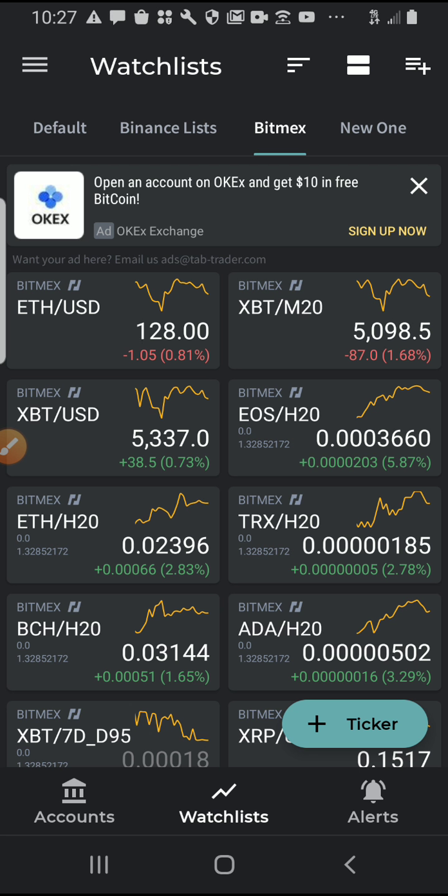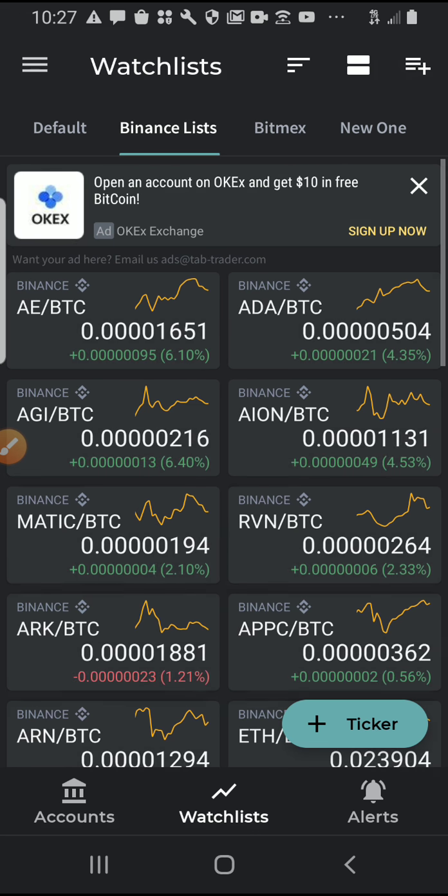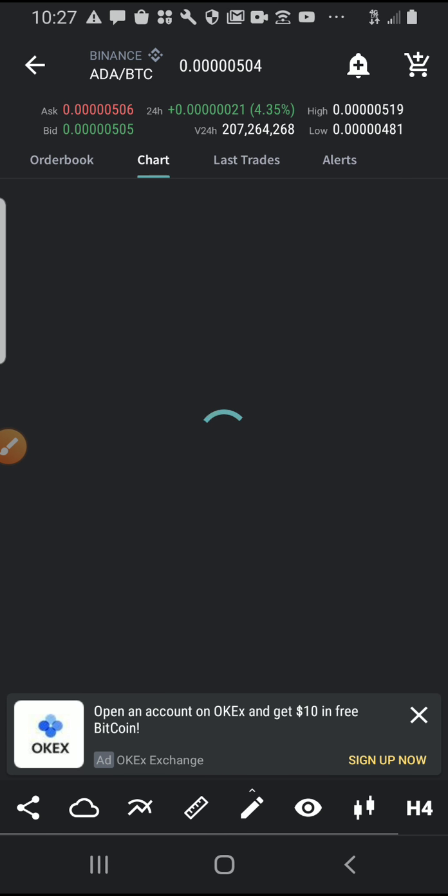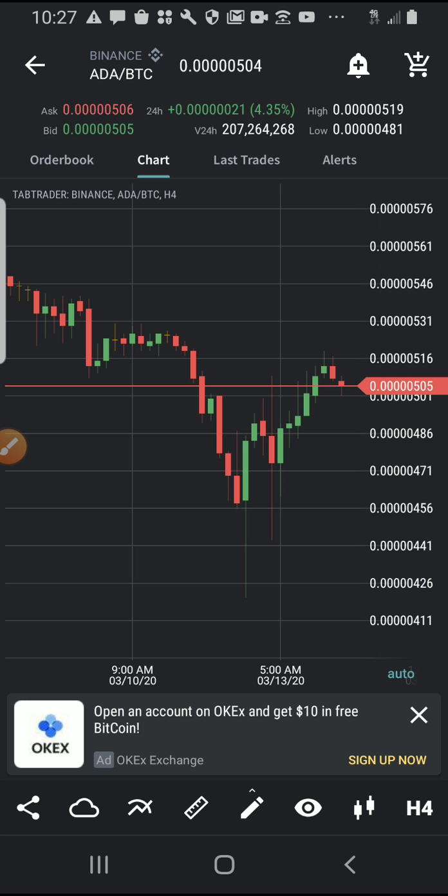Today I'm going to show you how you can trade your first ever cryptocurrency. We have our Binance list and we've added as many coins as we can. Here we are seeing our ADA. We are going to click on ADA/BTC. Oh, what a perfect chart. We have understood our candlesticks and our support and resistance.